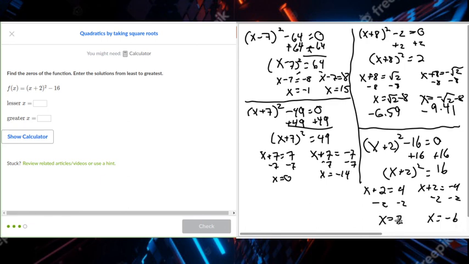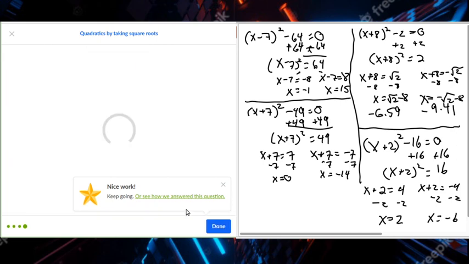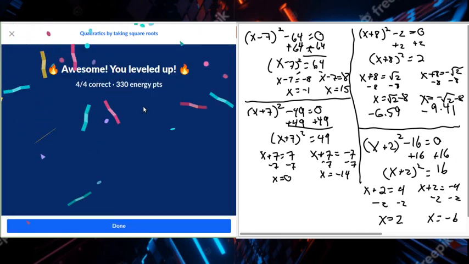So let's substitute these in and make sure we got them right. If x is 2, 2 plus 2 is 4, 4 squared is 16, 16 minus 16 is 0. If x is equal to negative 6, negative 6 plus 2 is negative 4, negative 4 squared is 16, 16 minus 16 is 0. So we look good. Put the lesser one, the more negative, here, and then our positive one goes in the greater. Alright, so that's how you do quadratics by taking square roots.